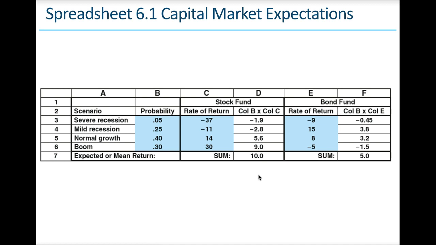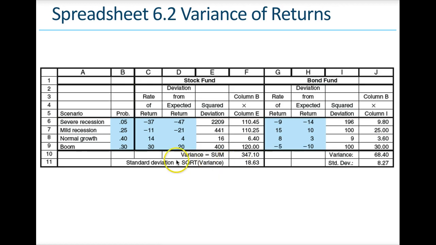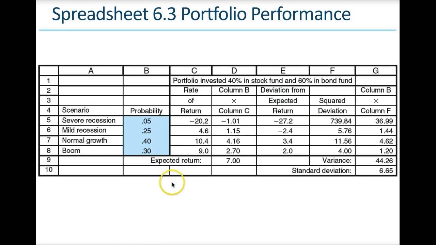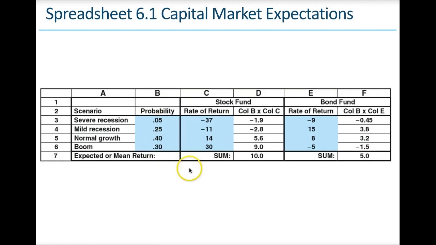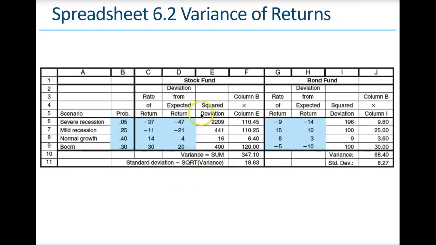If we move forward and add to that a standard deviation, we could take that same data. If you see here, they're using the same numbers, but now we're going to complete the standard deviation by calculating the variance and then the standard deviation for a stock fund and a bond fund. And we can see that the variance and the standard deviations are different.